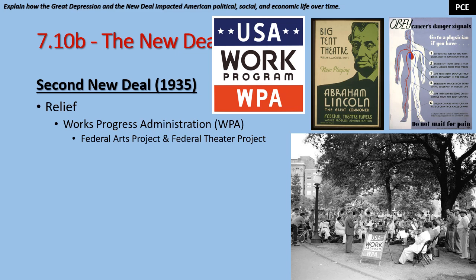The Federal Theater Project is going to put out posters like the one here for the Big Tent Theater by the Federal Theater Players, about Abraham Lincoln, the great commoner, trying to portray an American ideal. The poster in the top right corner is about the danger signals of cancer. These were designed by artists in the 1930s, giving artists, actors, theater producers, musicians, and painters options on where they can be commissioned to create their works of art in a way that is good for the overall society. It's not just a way to get people jobs, but to get people jobs that benefit everybody else, which I think is a nice idea.